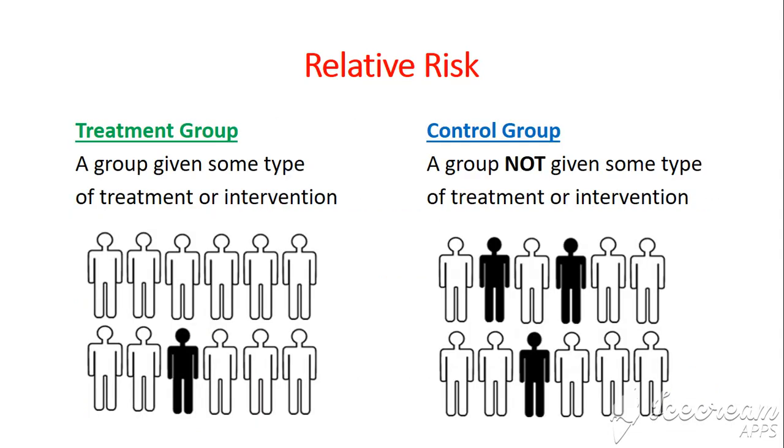Right, the treatment group. The treatment group is a group given some type of treatment or intervention. You've got to understand that doesn't always mean it's a positive thing. A treatment's not always a good thing for the group. Control group, a group not given some type of treatment or intervention.